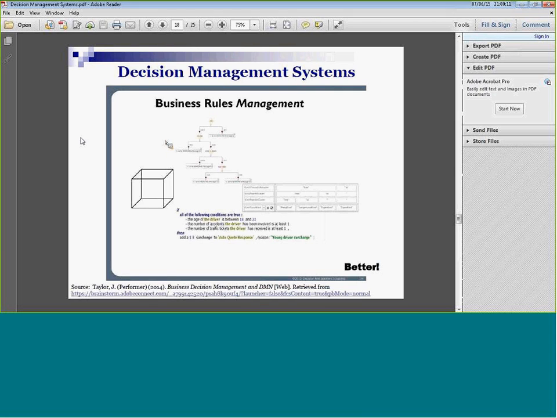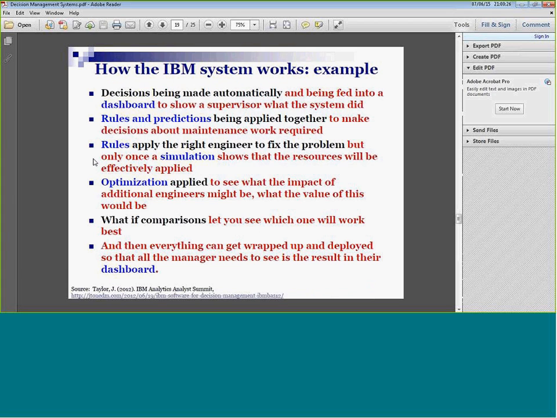They're much more cumbersome because you have to distill an expert's expertise into a set of actionable rules. With machine learning, especially decision trees, the rules come right out. Okay, they're there for you, and they're done much more quickly. So, the IBM system, what does it do? Well, remember I mentioned they're big on the rule-based system. So, first of all, they feed decisions into a dashboard. The automated decisions get fed into a dashboard so the supervisor can see what the system did.